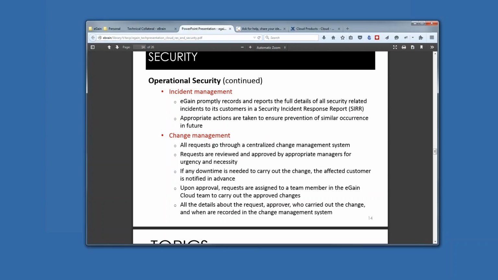We have a change management process that I'm sure everybody has heard about. We have an incident management process, so when something does go wrong, we have a process on how to inform our customers, et cetera, et cetera. So these are all very important pieces to get past those RFP initial questions from the customer, and also to make their security team and their compliance teams comfortable with us as a cloud solution.